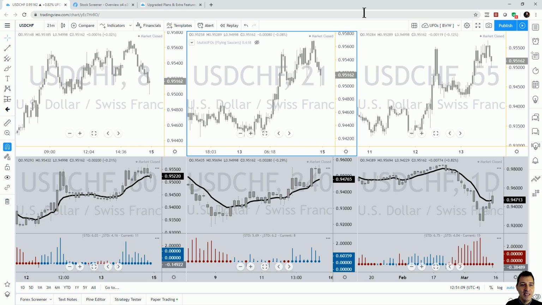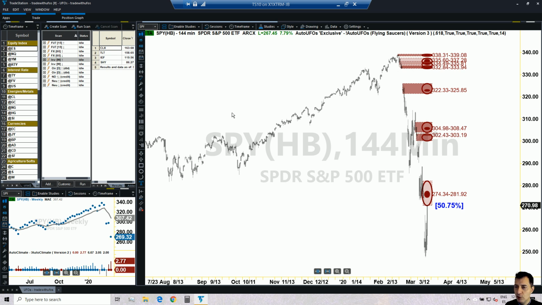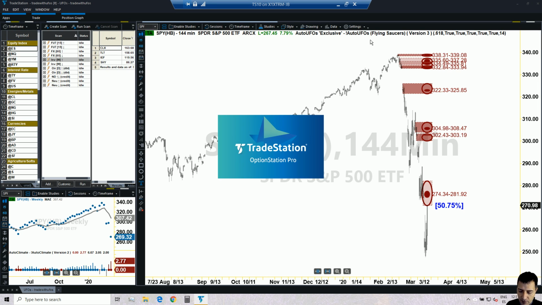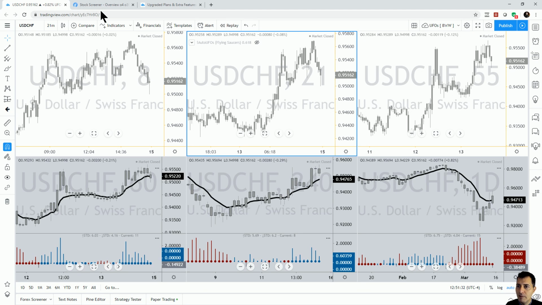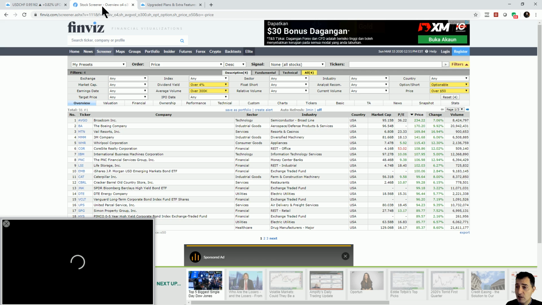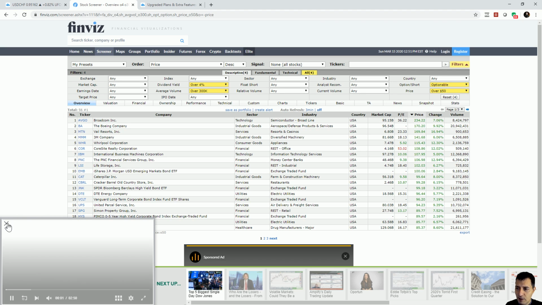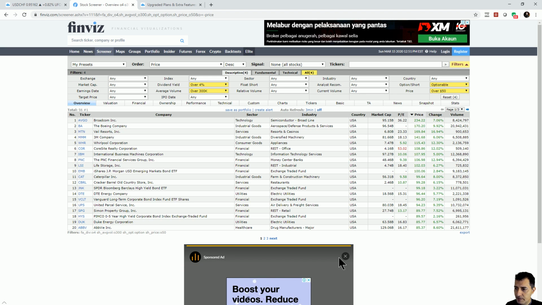Cool. Okay. So, everybody, let's change subject. Second part of the session today. I'm going to use TradeStation here. I'm going to use not only TradeStation, I will also be using OptionStation Pro. And also, apart from OptionStation Pro and TradeStation, I will also be using a free website, which is finviz.com. And hopefully, we will not be bothered too much by ads, okay?